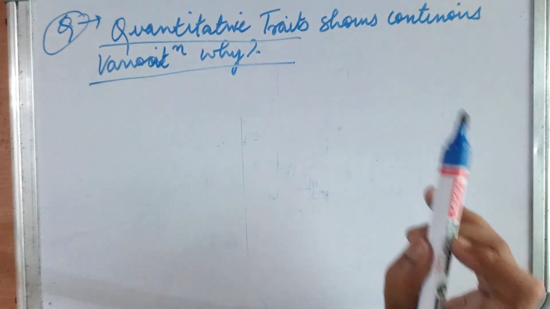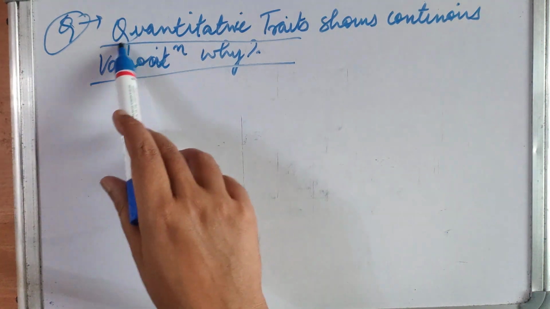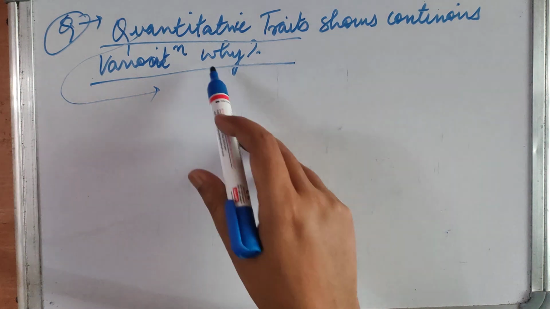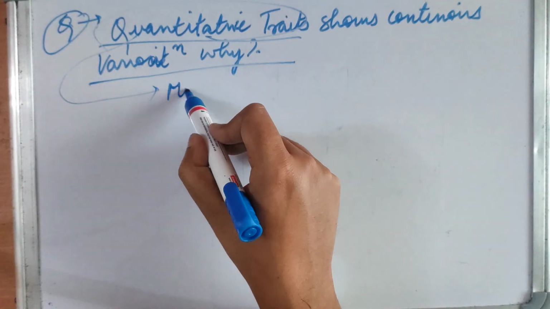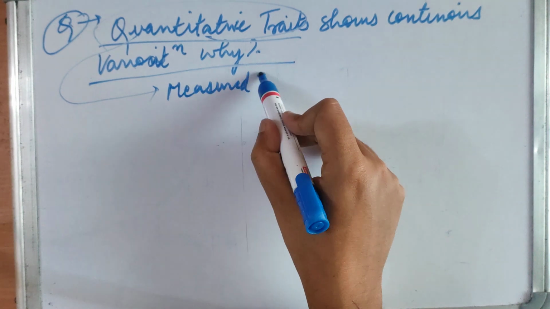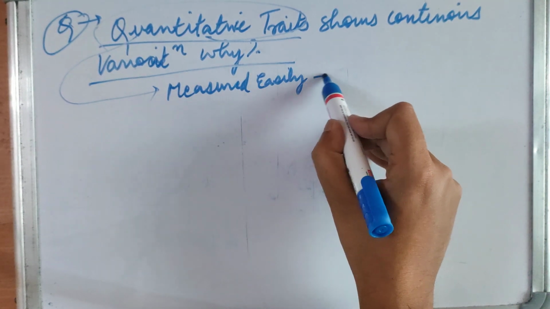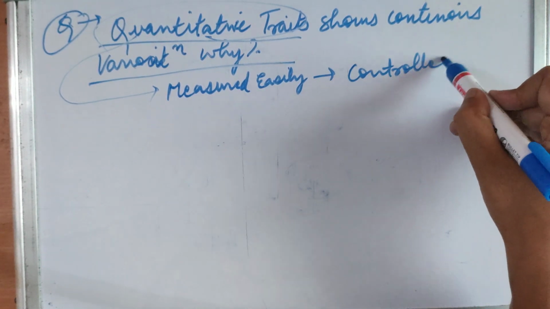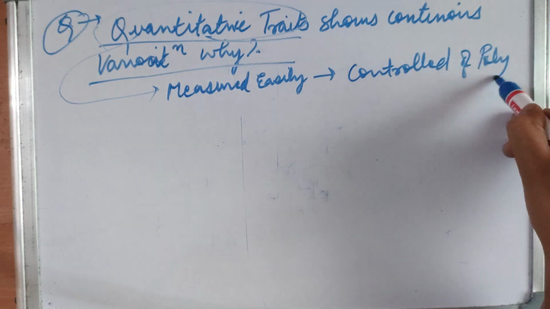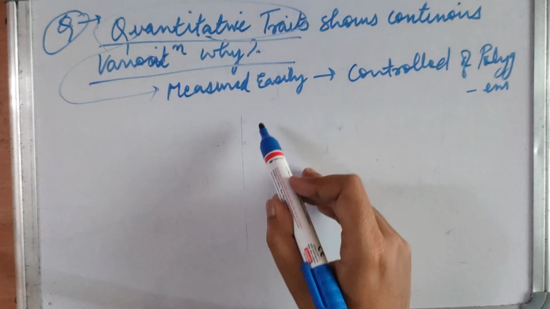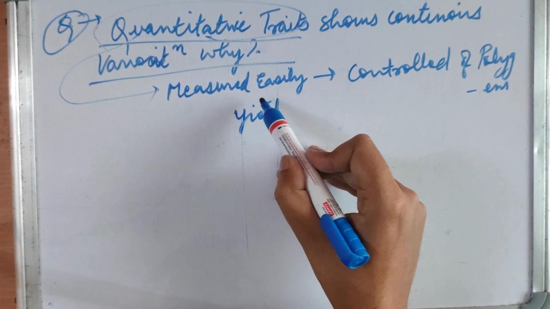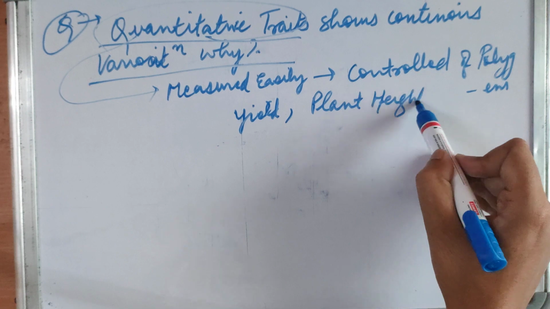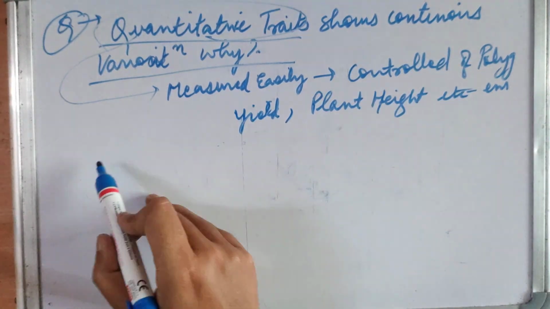First off, we should know what a quantitative trait is. Quantitative traits are those that show continuous variation and can be measured easily. The variations in these quantitative traits can be measured easily because they are metric traits controlled by polygenes, such as yield, plant height, etc.